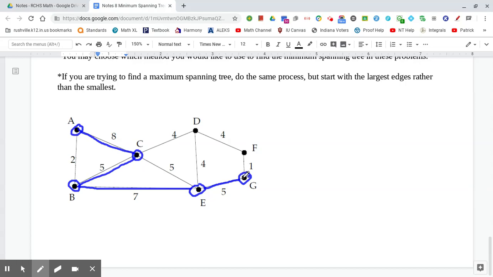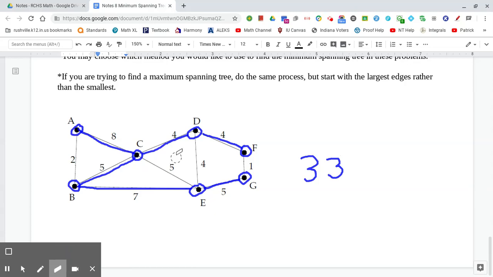Now I have GF, which is 1, I have ED, which is 4, and I have CD, which is 4. Doesn't matter which one you choose, choose one of them and circle. All right, and then I can't do DE, because that would create a cycle. But I could do DF, which is 4, or I could do GF, which is 1, so I'll choose the larger one. And now I've circled all my vertices, which means my maximum spanning tree is complete. I would then take all of these weights that are next to my darkened edges, and I would add them up, and that is going to give me a maximum weight of 33.